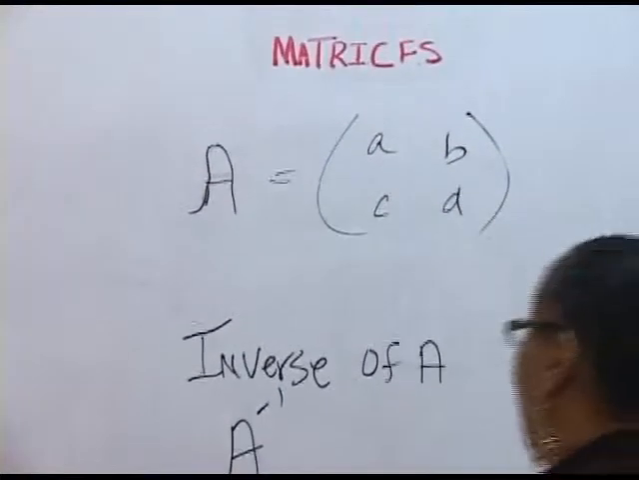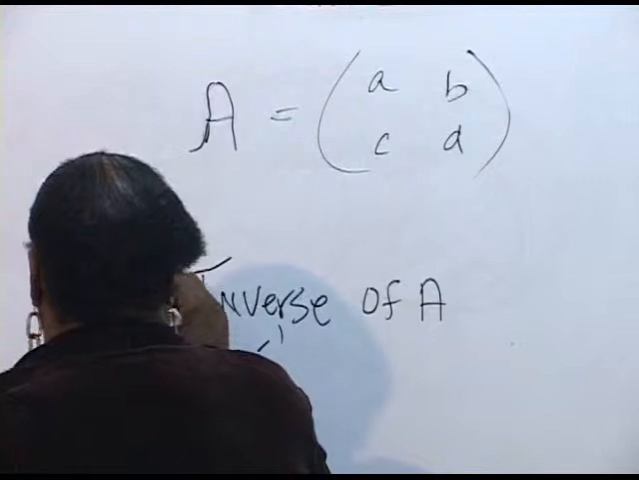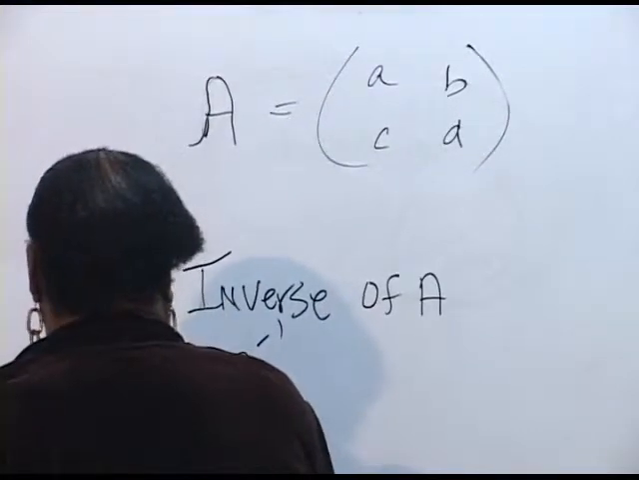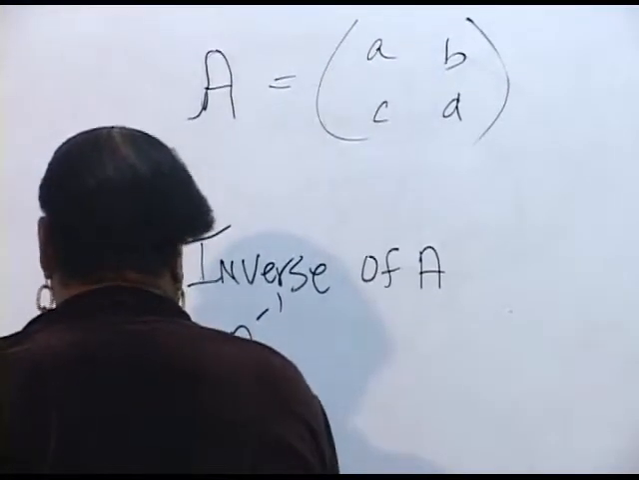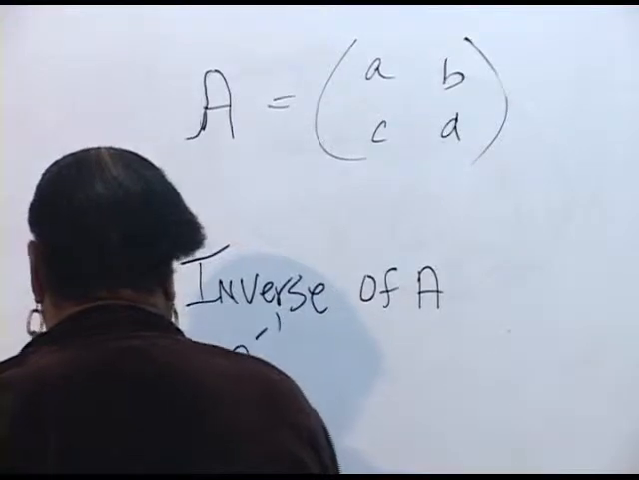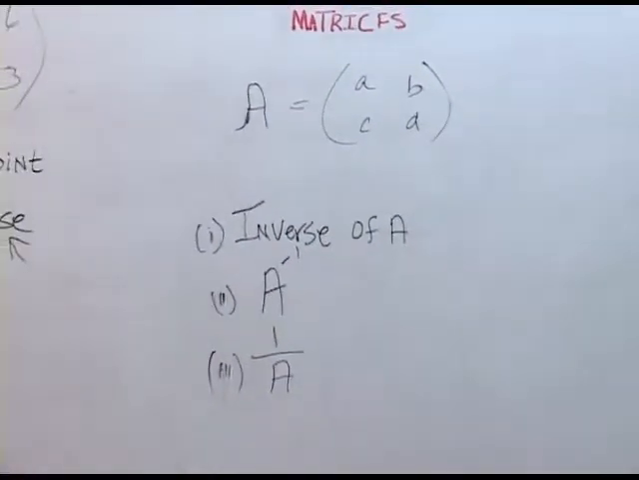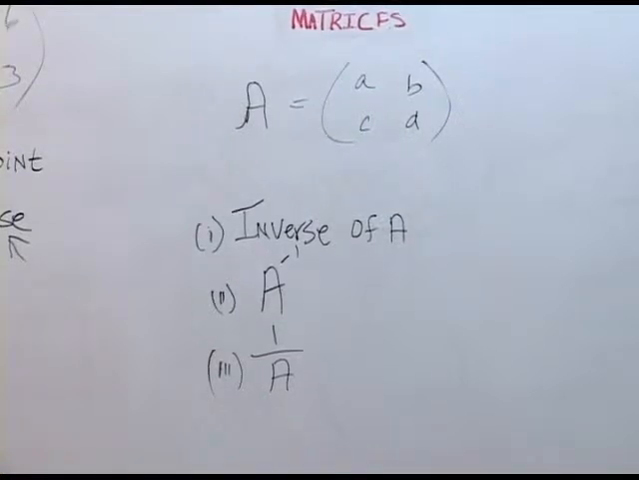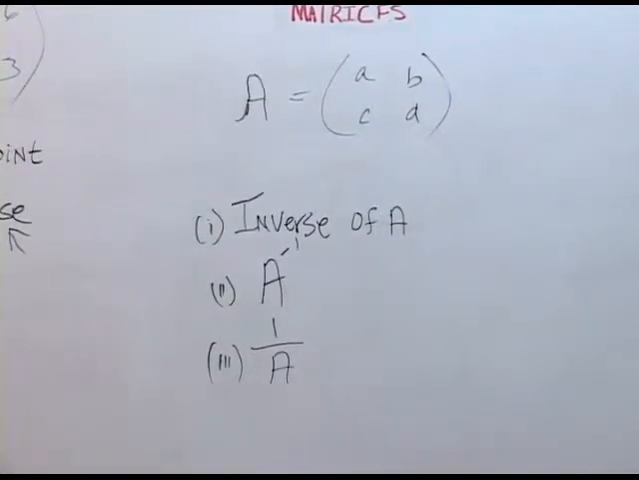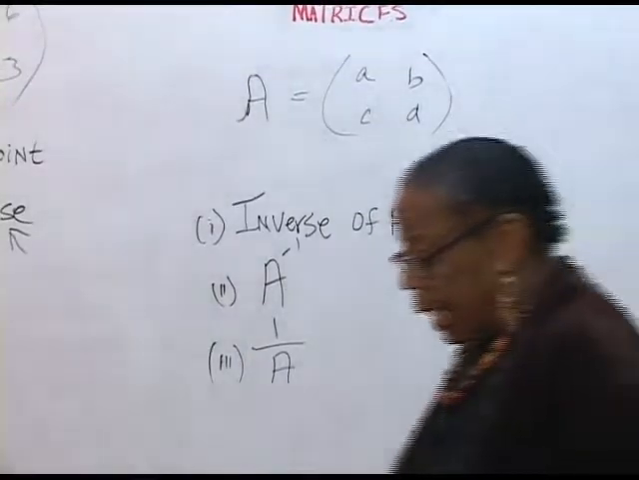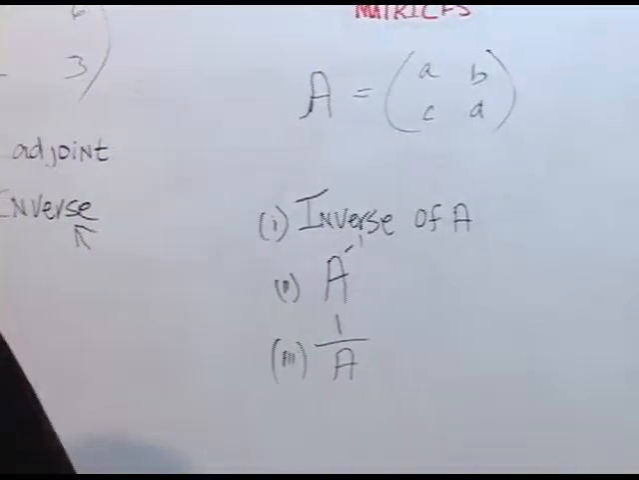So it can be the word "inverse of A." It can be A to the -1, or it can be 1 over A. All right, so don't say you don't know the representations for the inverse of a matrix. And again, it has its formula.